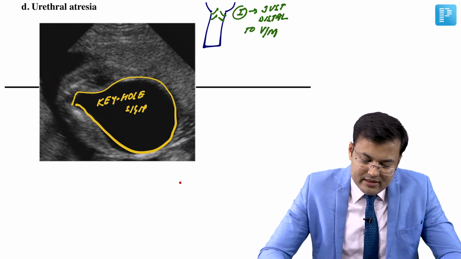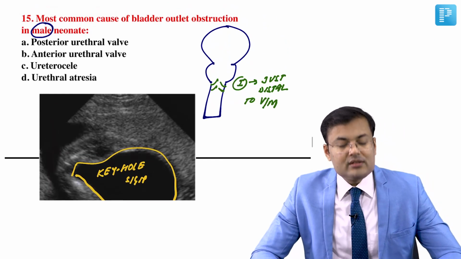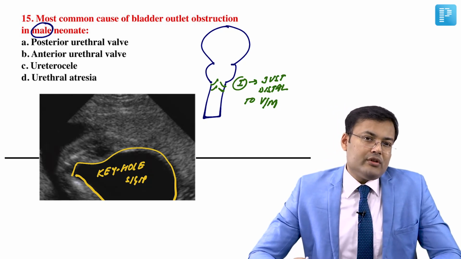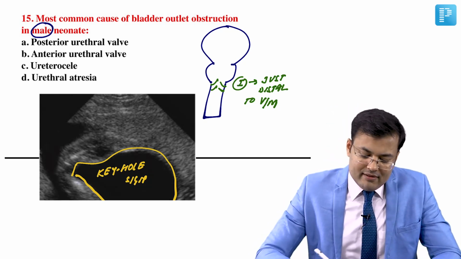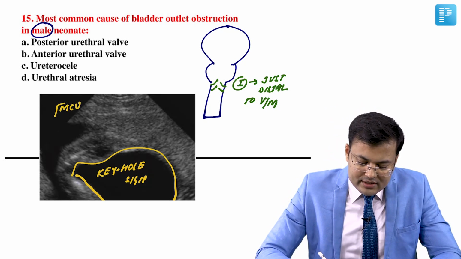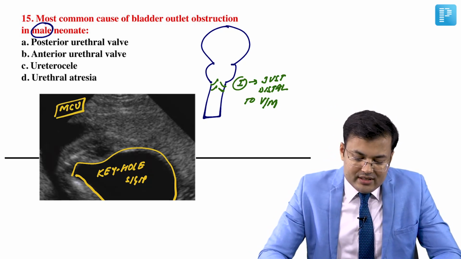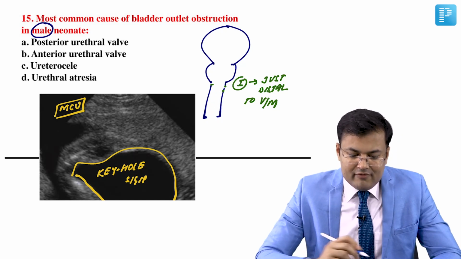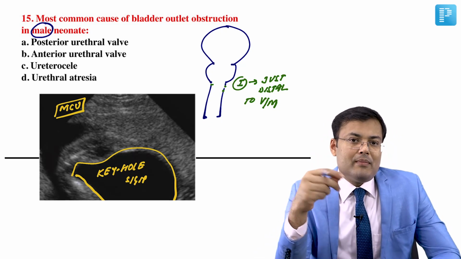Keyhole sign. By the way, how do we make the diagnosis of bladder outlet obstruction caused by posterior urethral valve? For posterior urethral valve, the investigation of choice is MCU, and we treat it by performing endoscopic fulguration of the valve. So this is actually transurethral ablation.